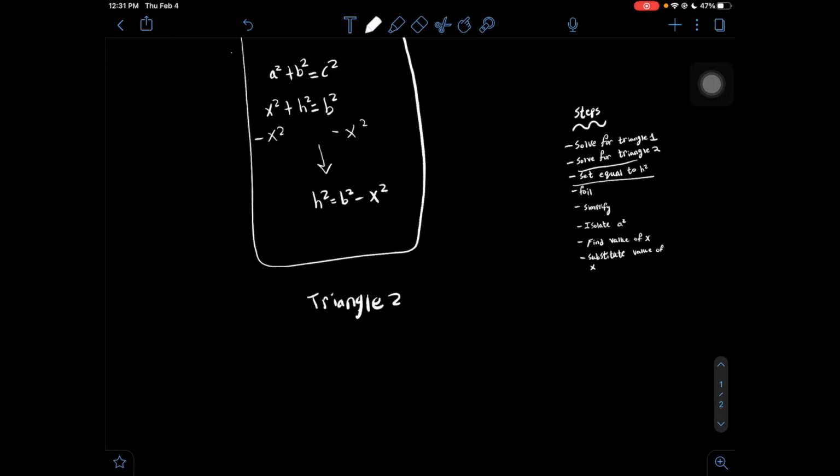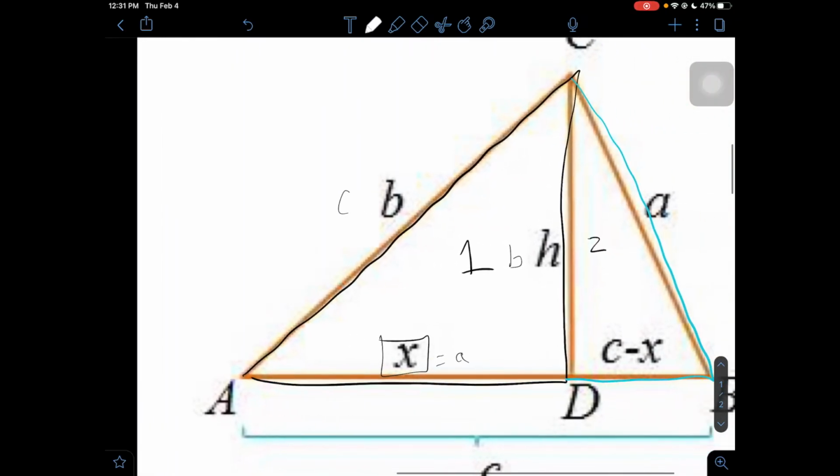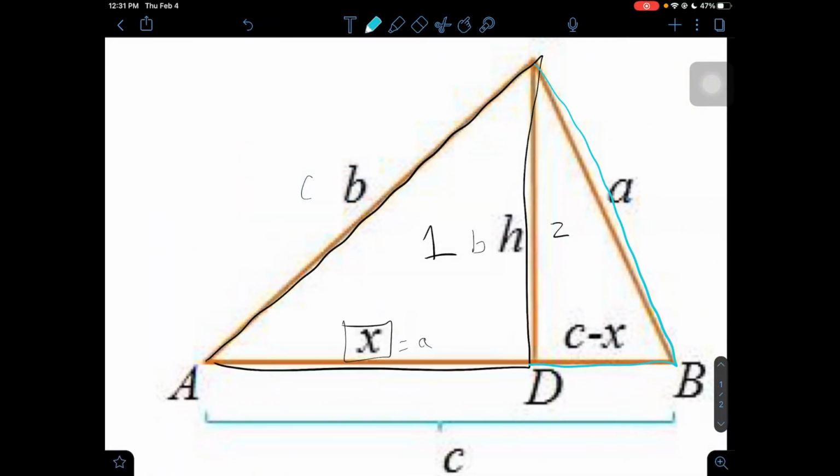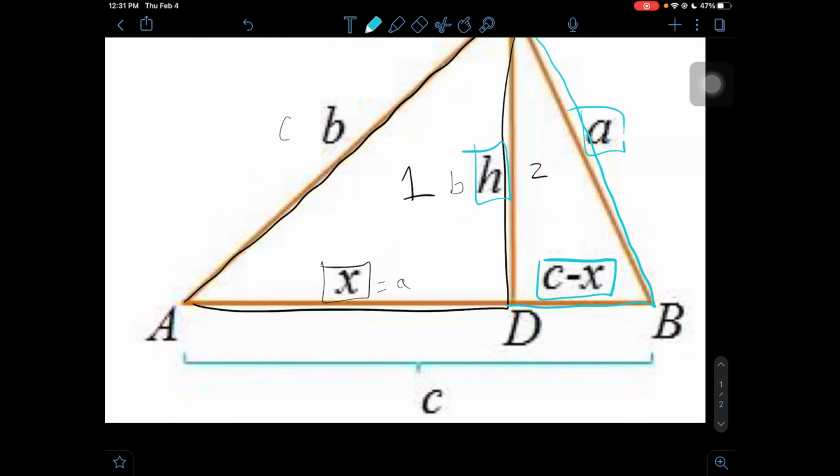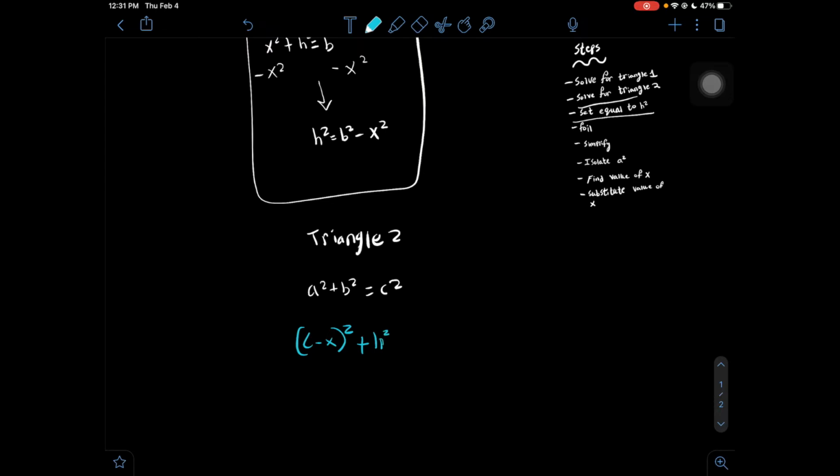So triangle 2, we're going to do the same. A squared plus b squared equals c squared, which is Pythagorean theorem. So now we use teal, so let's go back and use that same color. Okay, so we have an a squared value of c minus x, a b squared value of b value of h, and a c value of a. So it would be c minus x squared plus our b value, which was h squared, equals our c value, which was a. So this is our equation, and again we want to set it equal to h squared. So we're going to subtract this on both sides. So then we have h squared equals a minus c minus x squared.